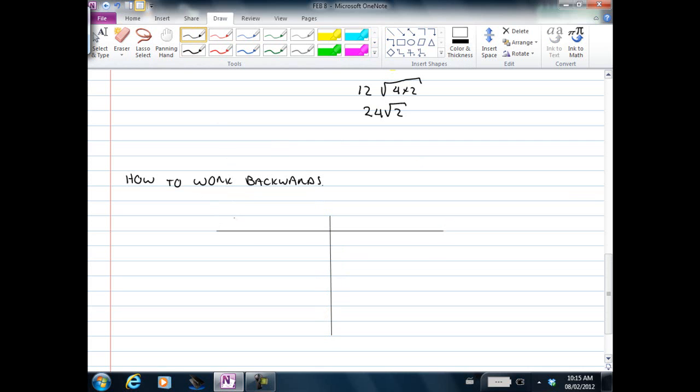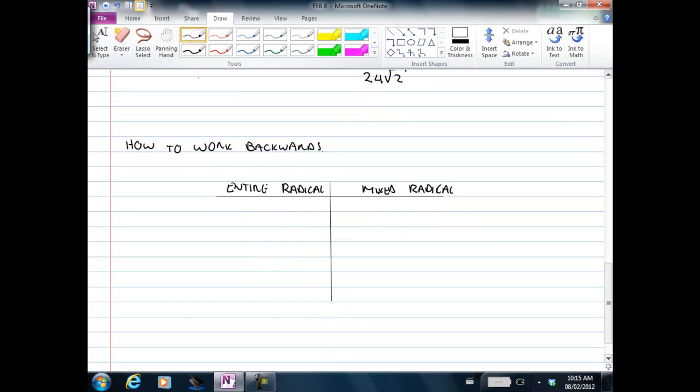This is called entire radical. This is called mixed radical. Now the book calls it entire radical, or you can call it a whole radical if you want. An entire radical means you have no mixed numbers.